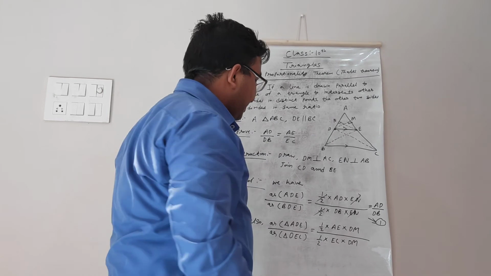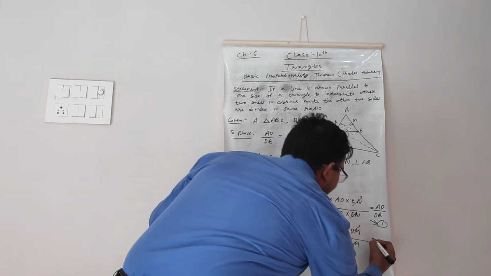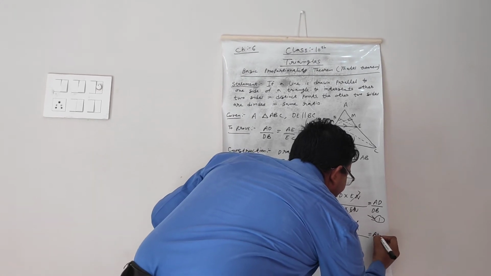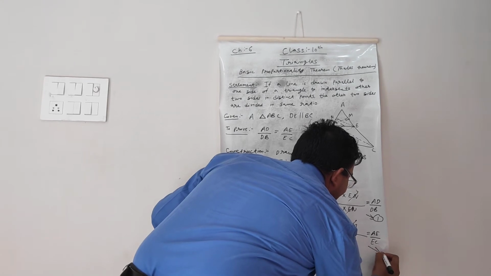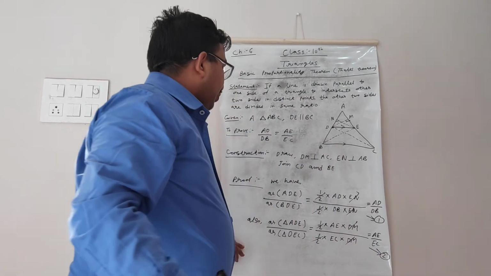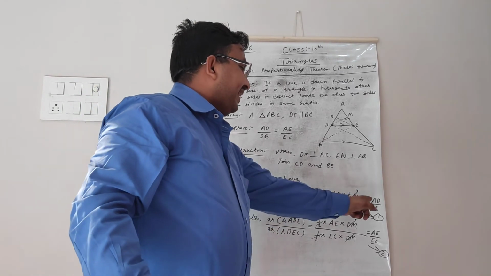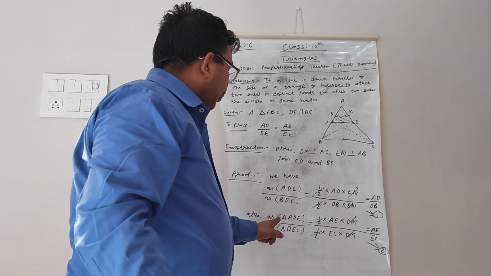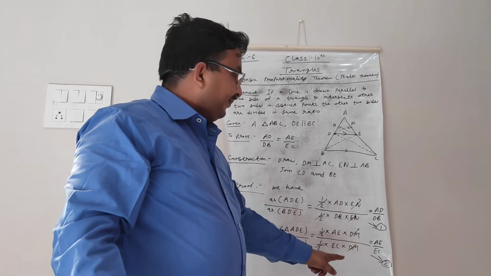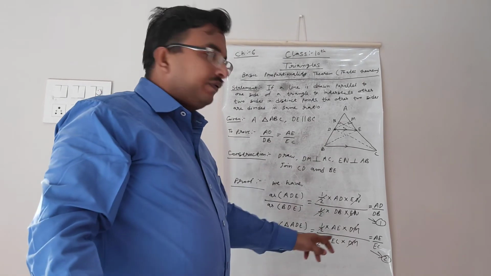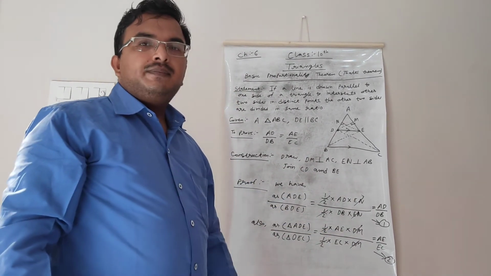So 1 upon 2 base into height. 1 by 2 cancelled by 1 by 2, DM is cancelled by DM. We will get AE upon EC. This is the second equation. Now you can observe that area of triangle ADE upon BDE is AD upon DB, and area of triangle ADE upon DEC is AE upon EC. So these two ratios we got in the form of two equations. Now let us proceed further.